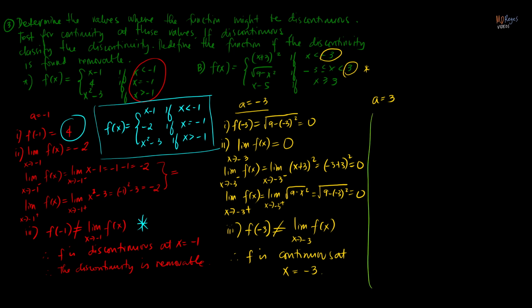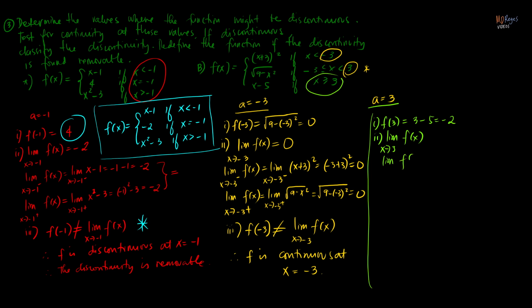Now we'll solve for a equals 3. First condition, what is f of 3? To find the value of the function at x equals 3, we'll use the third function because 3 is in this set. Okay, so it's 3 minus 5. It's negative 2.